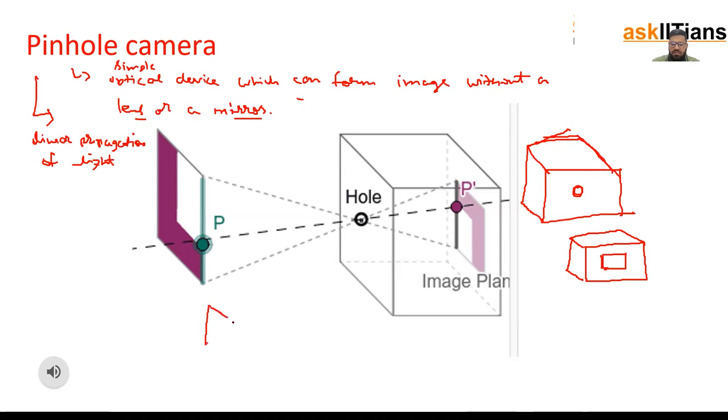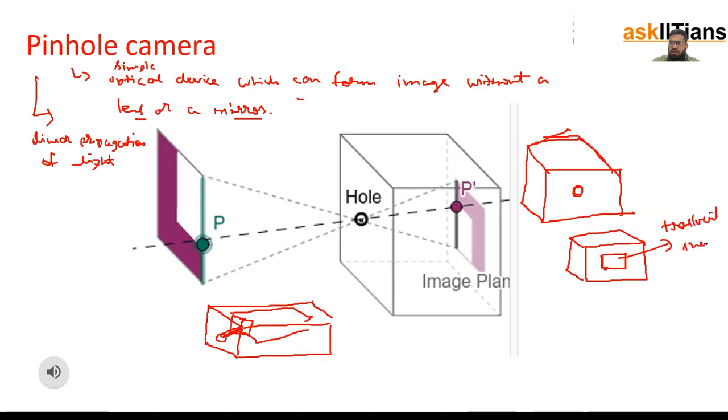Suppose this is the bigger box with a hole like this. You have to insert the smaller box such that the open part is just in front of the hole. Where you are making the square hole, we will paste a translucent sheet. You can use tracing paper simply. This tracing paper or translucent sheet will act as a screen on which the image will be formed.